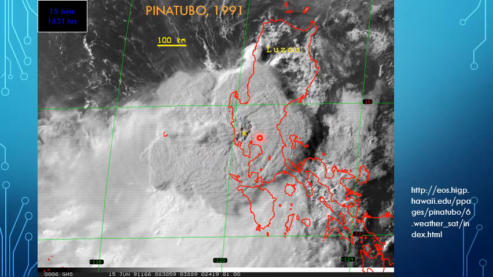This is the 1991 eruption of Mount Pinatubo, and it is the peak of the eruption. It occurred on June 15 at 1631 hours. The diameter of the plume is roughly 600 kilometers across. And what you see now is a plan view of that eruption. So the plume was bigger than Luzon Island itself.